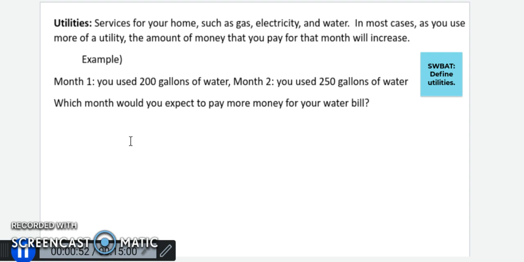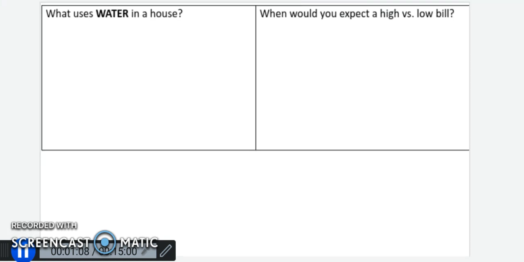Alright, real quick, I just jotted down a couple things that I could think of that use water in our house: sinks, showers, tubs, washing machines. And when would you expect a higher bill versus a lower bill? Normally with water, you see higher bills in summer, lower in winter.